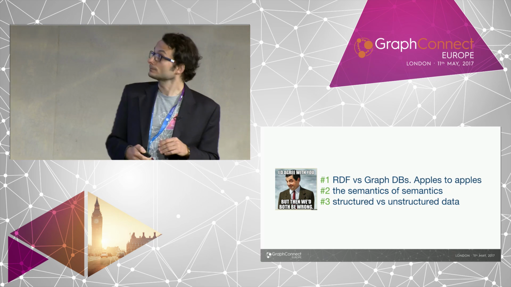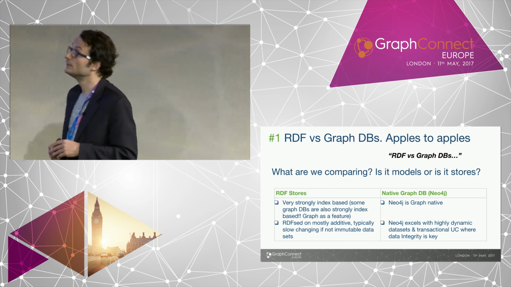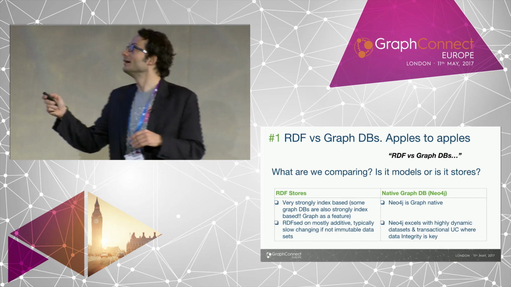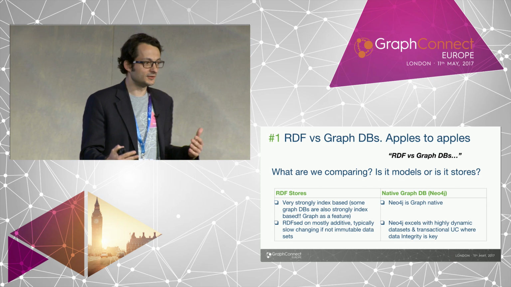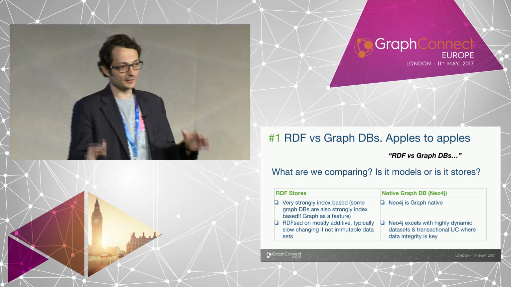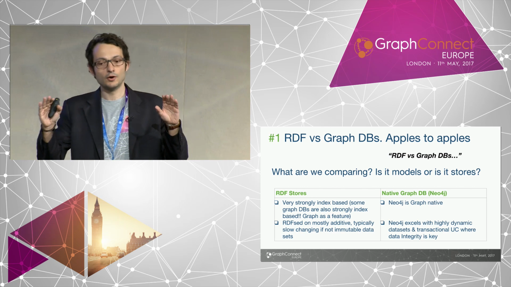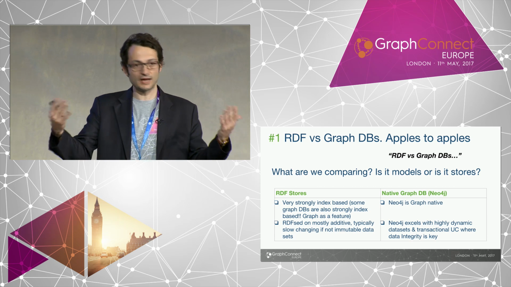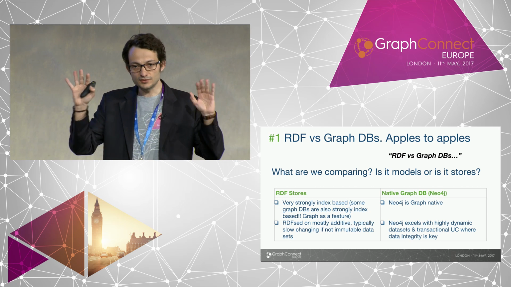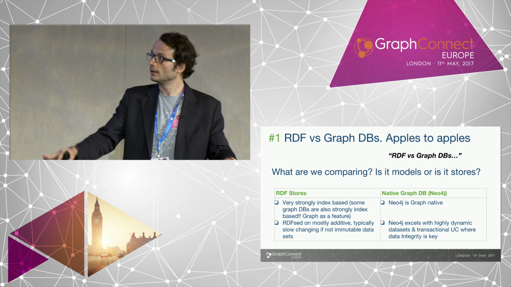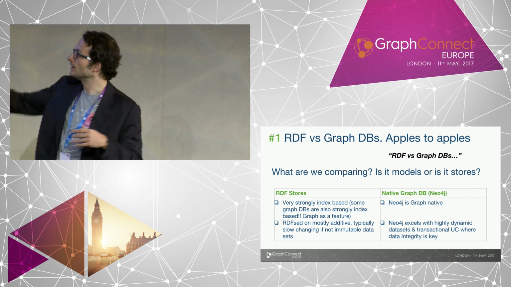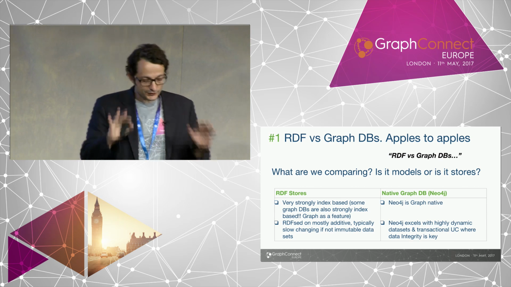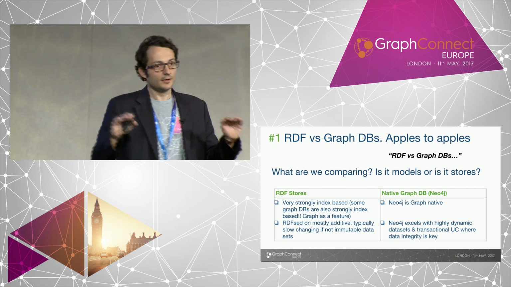So the first one, RDF versus graph databases. When I read RDF versus graph databases, my first question is, what are we talking about? Hang on. Is it the model or is it the store? So far, I've explained what the models look like. I haven't talked about stores. These models are persisted, right? And we have Neo4j as a good example of the label property graph, and we have a number of triple stores. So the first distinction that we have to make is this one.